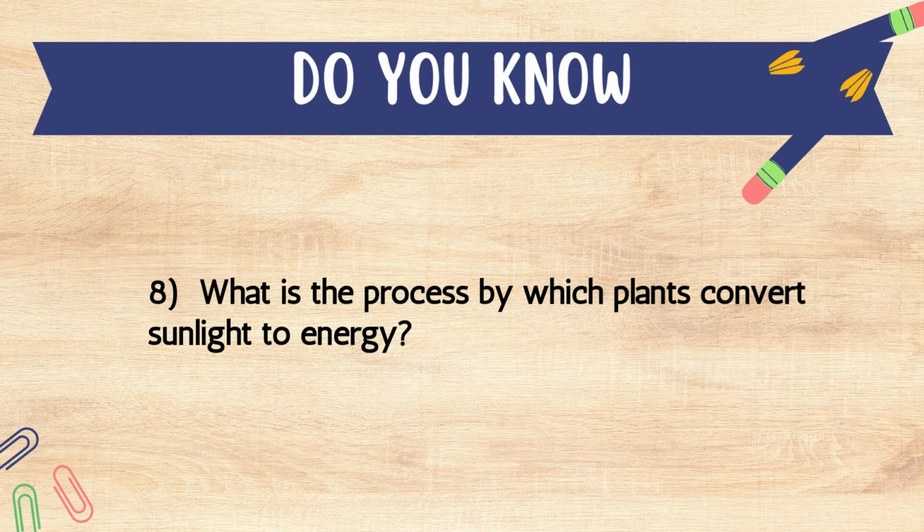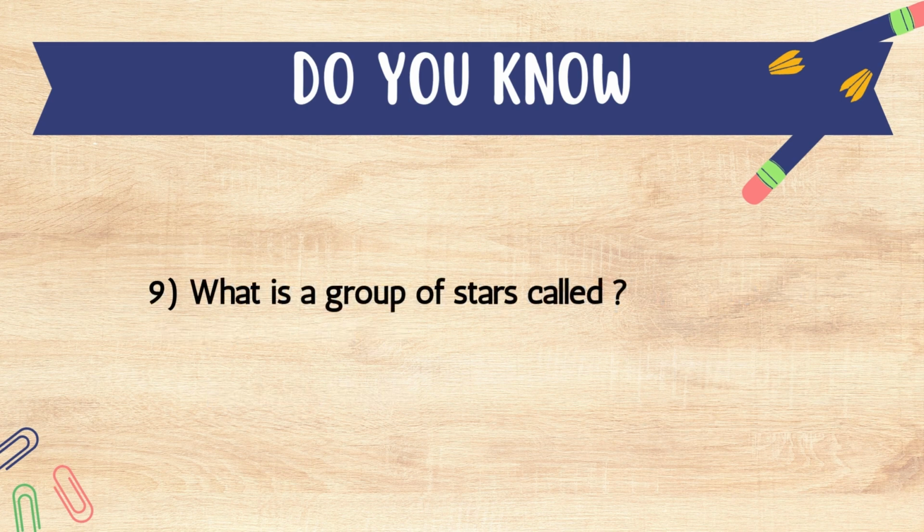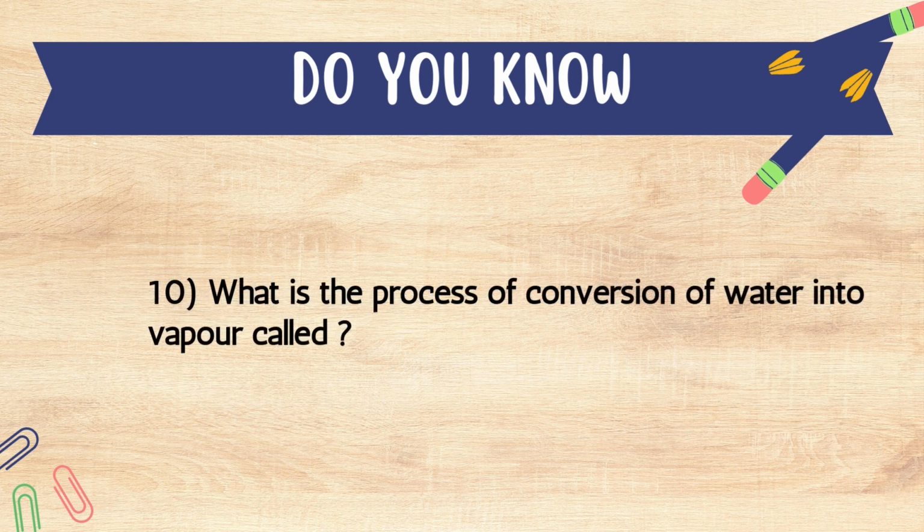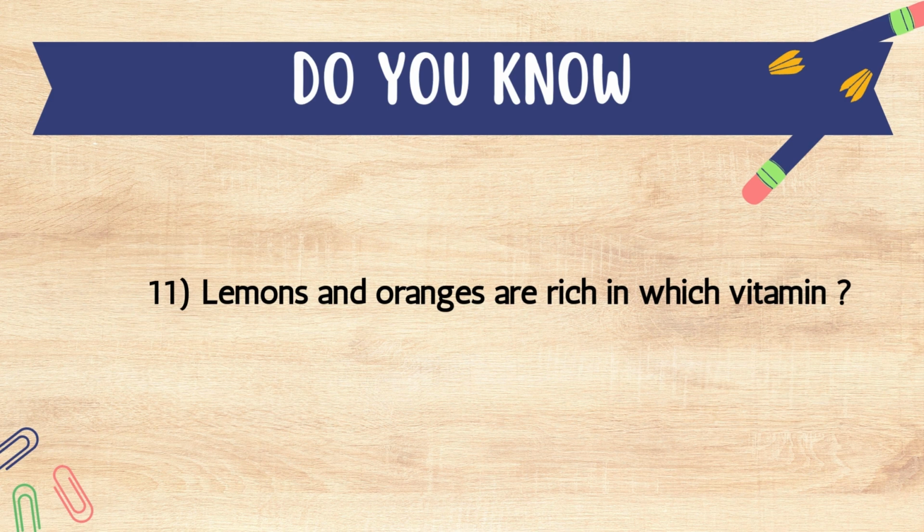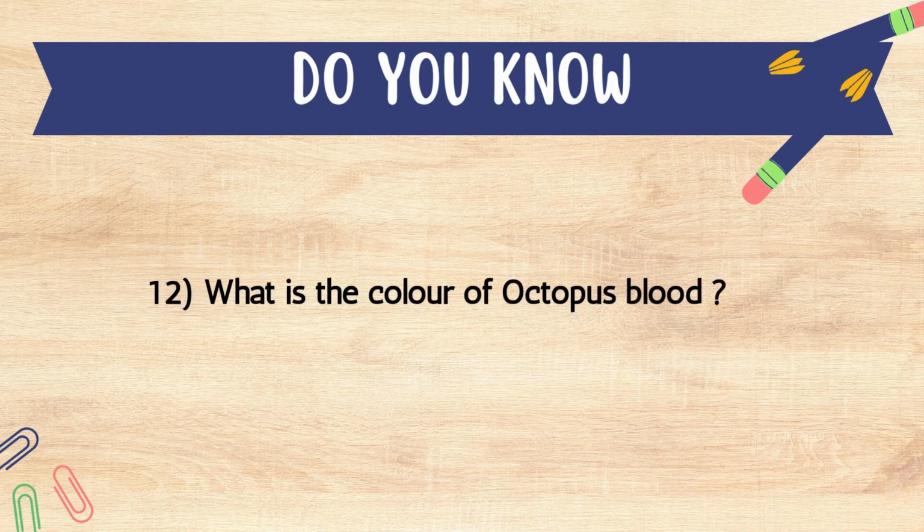What is the process by which plants convert sunlight to energy? Photosynthesis. What is a group of stars called? Constellation. What is the process of conversion of water into vapor called? Vaporization. Lemons and oranges are rich in which vitamin? Vitamin C. What is the color of octopus blood?